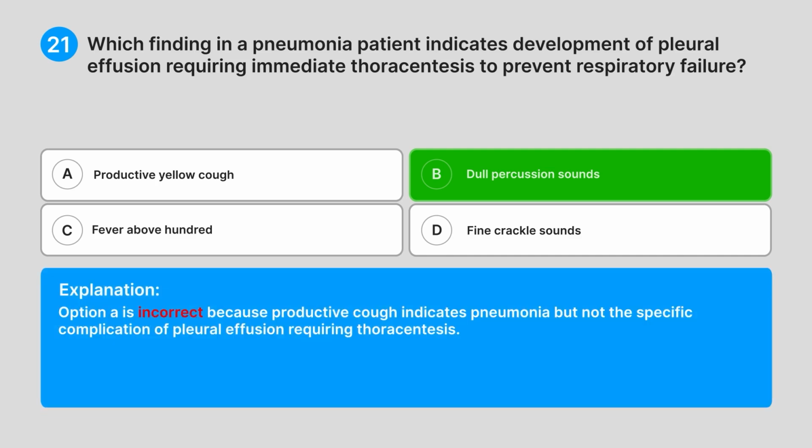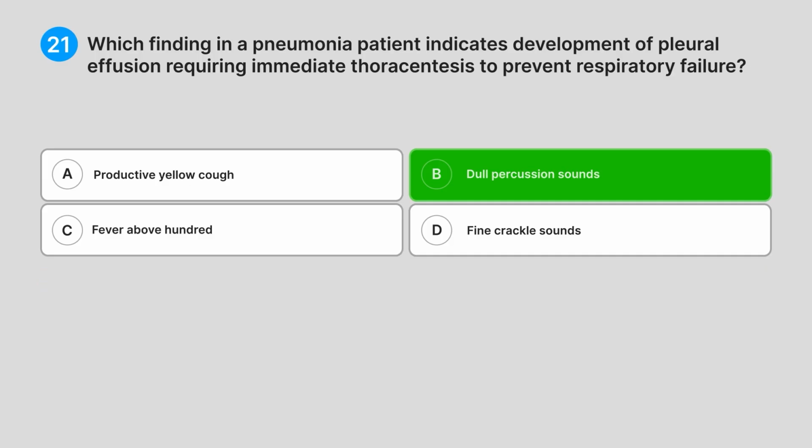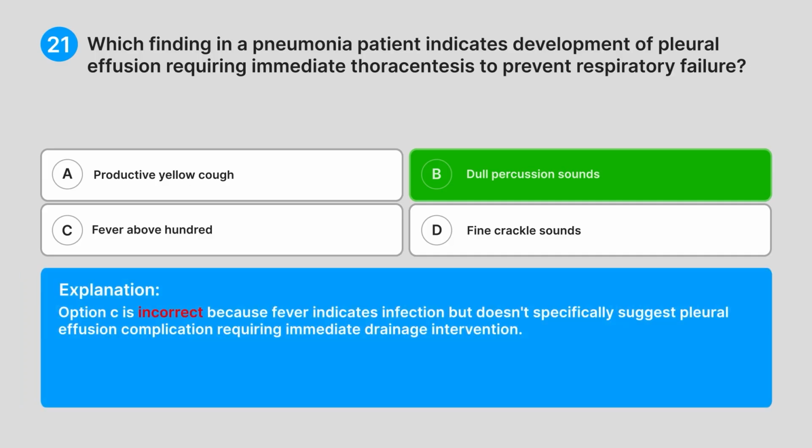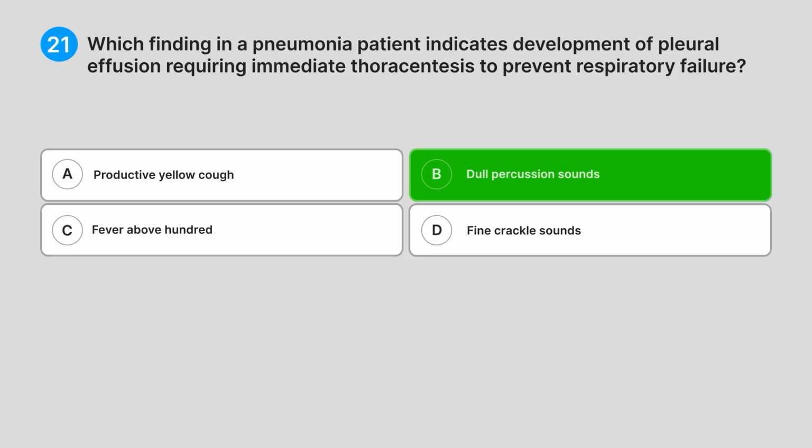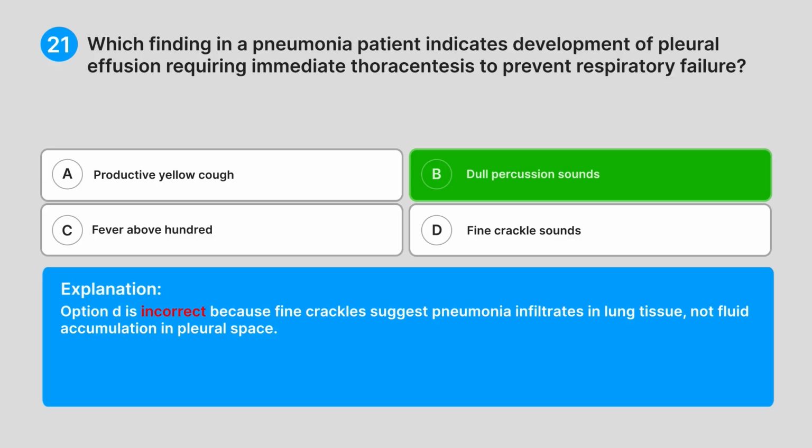Option A is incorrect because productive cough indicates pneumonia, but not the specific complication of pleural effusion requiring thoracentesis. Option C is incorrect because fever indicates infection, but doesn't specifically suggest pleural effusion complication requiring immediate drainage intervention. Option D is incorrect because fine crackles suggest pneumonia infiltrates in lung tissue, not fluid accumulation in pleural space.